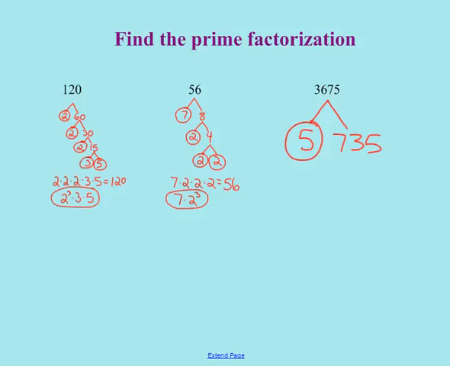5 is a prime number. Now, 735 is a composite number. It ends in a 5, so once again, we know it's going to be divisible by 5. So we can factor it into 5 times 147. 5 is prime. Now, 147 is a little bit of a tricky number.